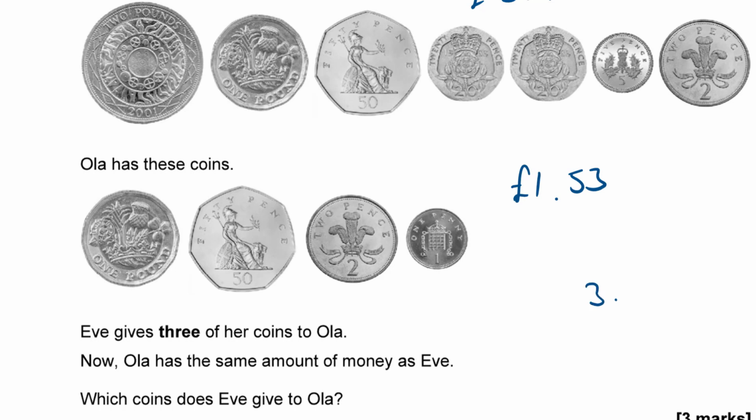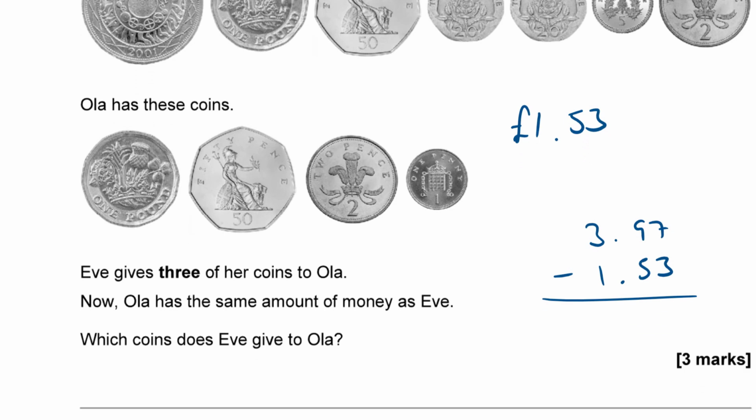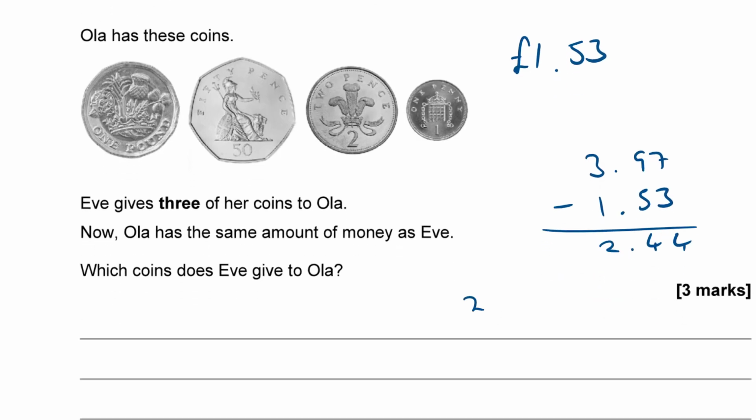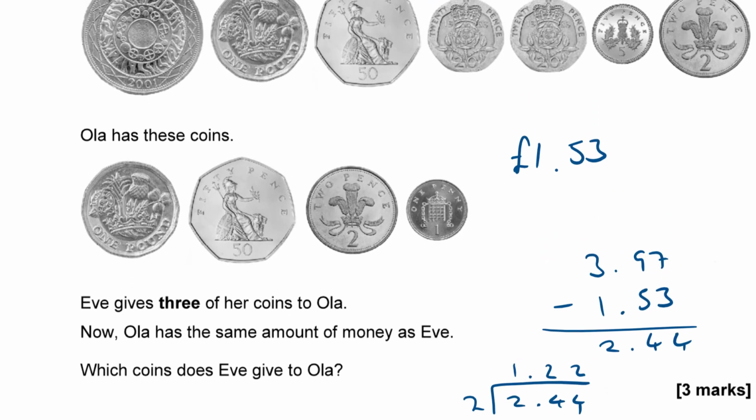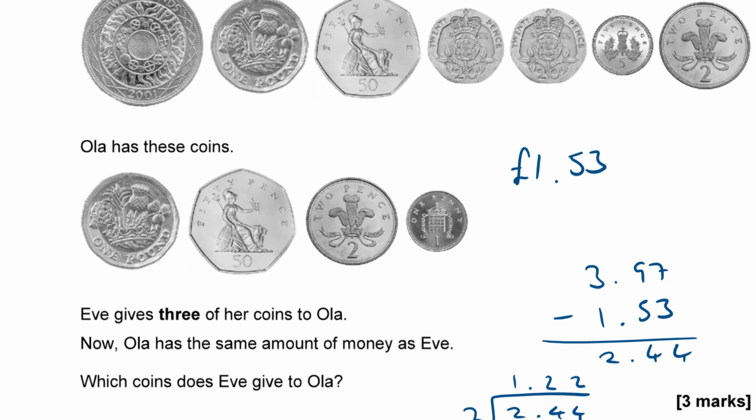So what is £3.97 subtract £1.53? That is 7 subtract 3 is 4, 9 subtract 5 is 4, and 3 subtract 1 is 2. So the difference between their money is £2.44. So if I half that, £2.44 divided by 2, 2's into 2 go once, 2's into 4 go twice, 2's into 4 go twice, so it's £1.22, isn't it? Okay, so Eve needs to give Ola £1.22, and that will mean that they have the same amount of money.